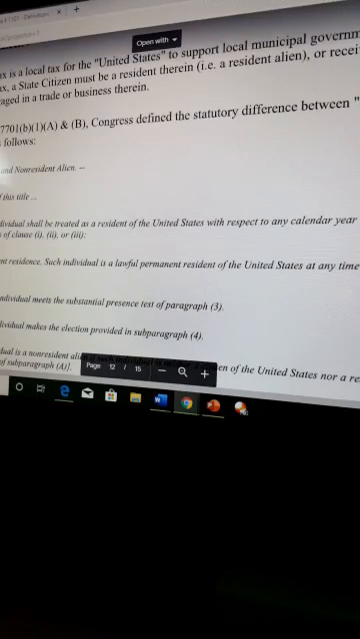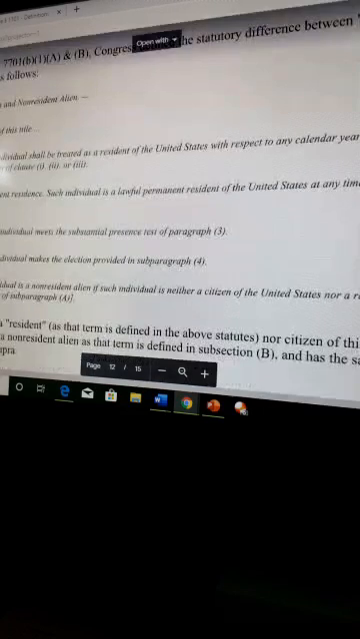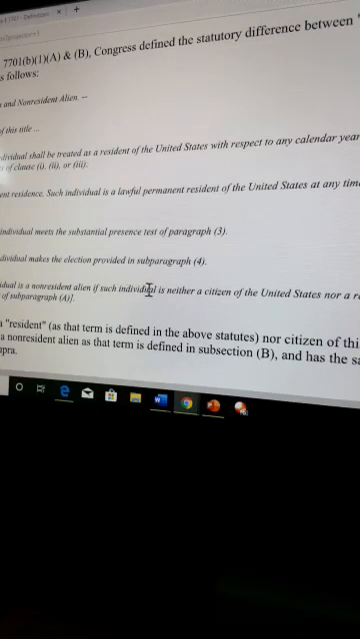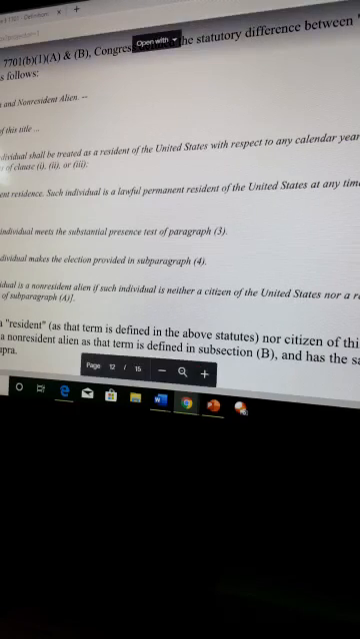2. Substantial presence. Such individual meets the substantial presence test of paragraph 3. And 3. First year election. Such individual makes the election provided in subparagraph 4. (B) Non-resident alien. An individual is a non-resident alien if such individual is neither a citizen of the United States nor a resident of the United States within the meaning of subparagraph (A).